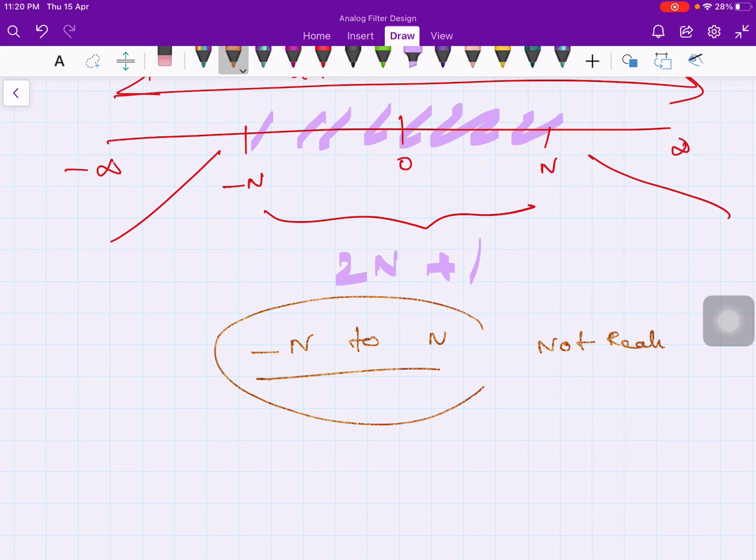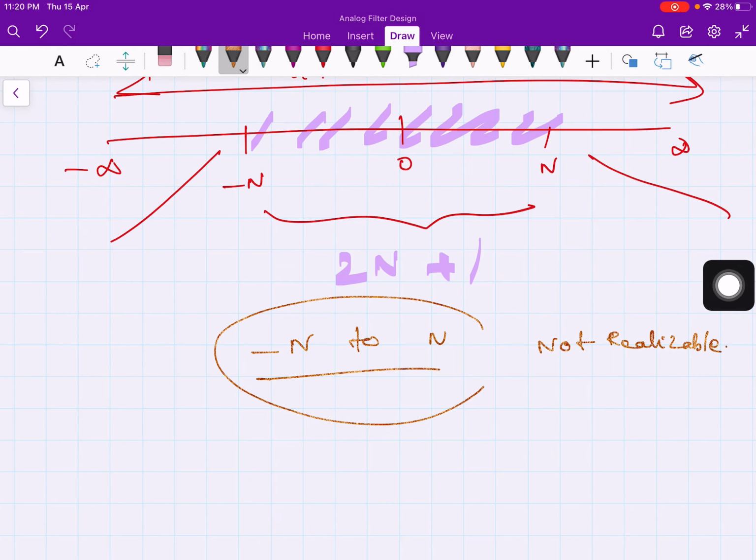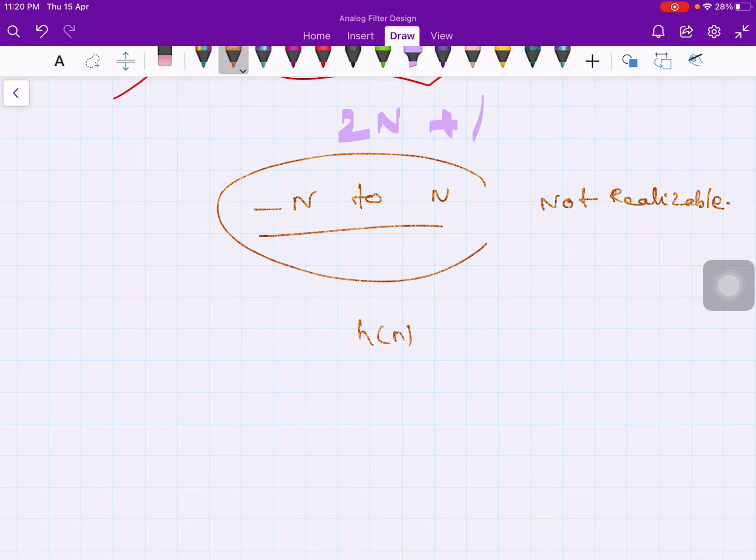You can't realize it physically. Why is that so? Why can't we realize it? Because this is non-causal. The impulse response h(n) is non-zero for n less than 0. So it is non-causal, and whenever it is non-causal, you cannot realize it physically.